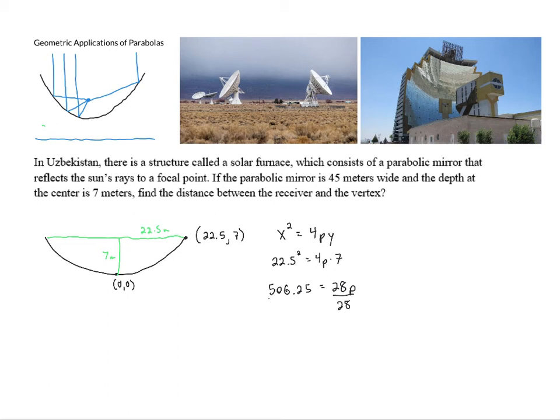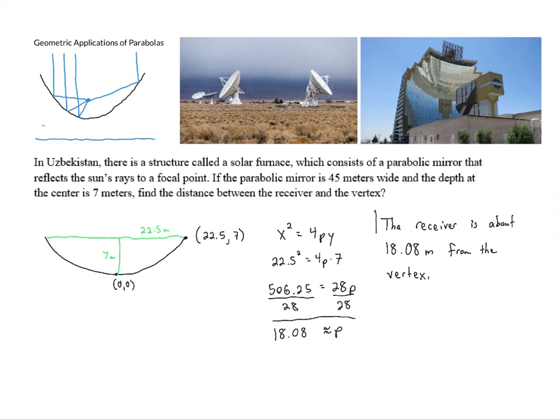To get p alone, we divide both sides by 28. And then that gives us p is approximately equal to, because if we divide that by 28, we get an answer that's approximately 18.08. And because that is the value of p, p tells us how far away the focal point is from the vertex, and so that ends up being our answer. So the receiver is about, because that is an approximation, 18.08 meters from the vertex.